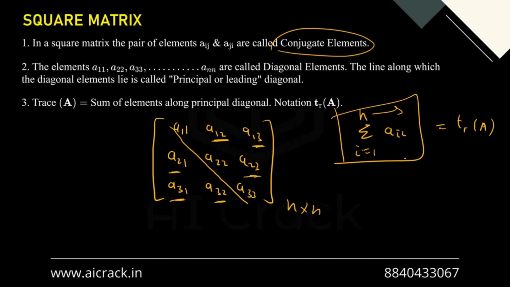Now the interesting thing over here is you cannot define a diagonal, leading diagonal or principal diagonal for any matrix other than a square matrix. So whatever we are talking about over here, conjugate elements, principal or leading diagonal, trace, all are defined for square matrix only. Don't try to apply these concepts to any other matrix.